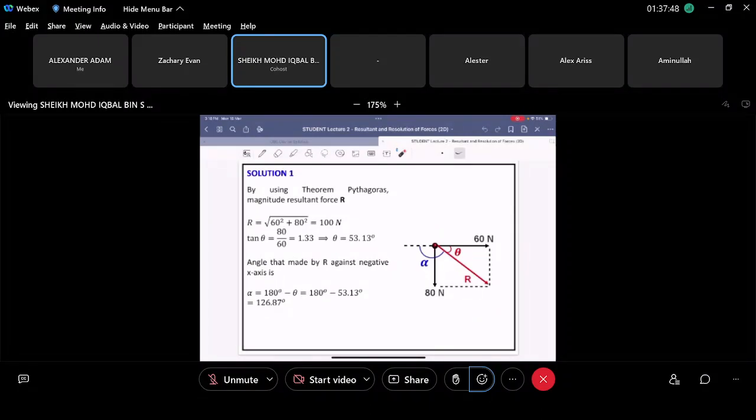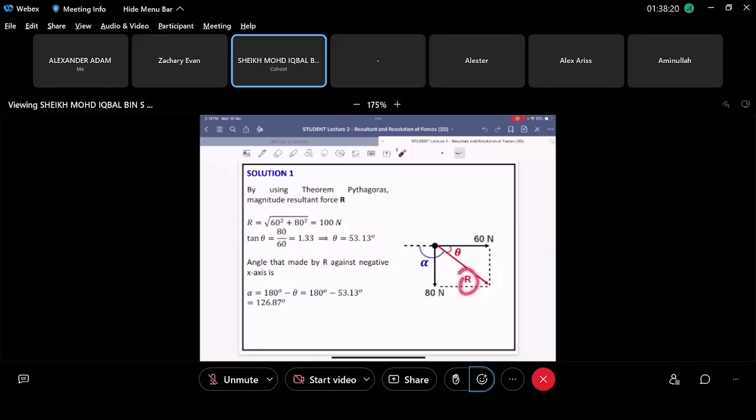You have one force, 80 Newton, and then you have your second force, 60 Newton, right? So once you do the free body diagram, you have to draw your resultant force. And how to draw the resultant force? You use the parallelogram rule, right? So just make a square here, and then make a line from the point of action to the square. And that part will be your resultant force, right?